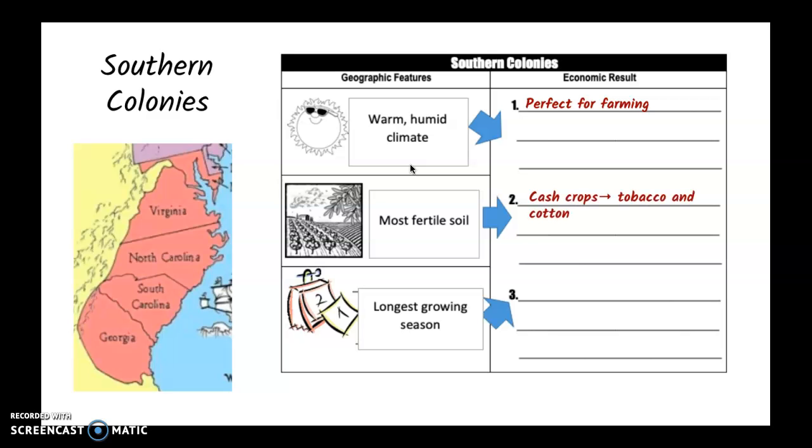Okay, they grew something called cash crops. All right, a lot of people grew things to eat. Cash crops are not things you can eat. Things like tobacco and cotton. Cash crops are things that you grew in large amounts to make a lot of money. They used slave labor for something called plantations. Plantations are large farms that were found in the South.